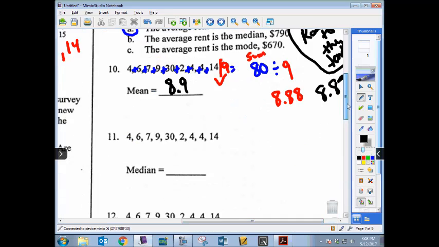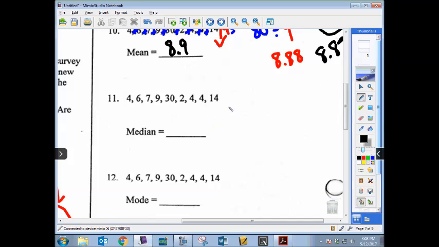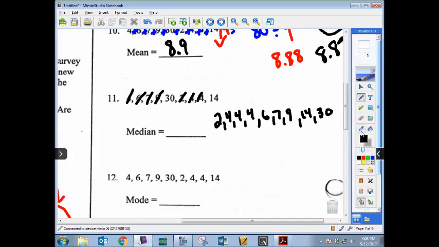All right. Let's go on to number 11, finding median. We know, as we've done several times now, the first thing you have to do is put them least to greatest. So we're going to do that. So that's 2, 4, 4, 4. And then, of course, I think you guys like to cross them off. I do too. 6, 7, 9 would be your next ones. We'll cross them off just so we're keeping everything together here. And then we have 14, and we have 30. Now remember that little trick is just to go back and count to make sure you got them all. 1, 2, 3, 4, 5, 6, 7, 8, 9.